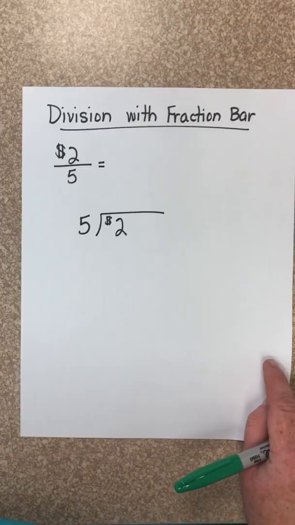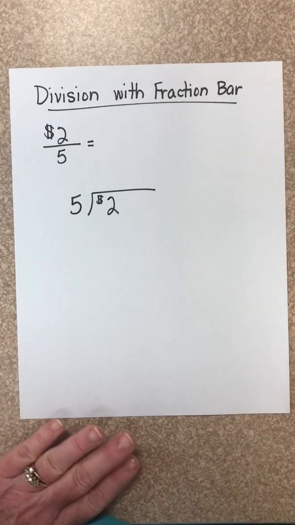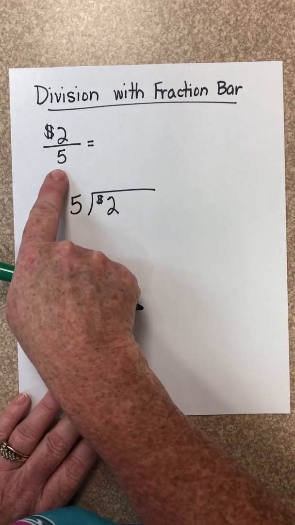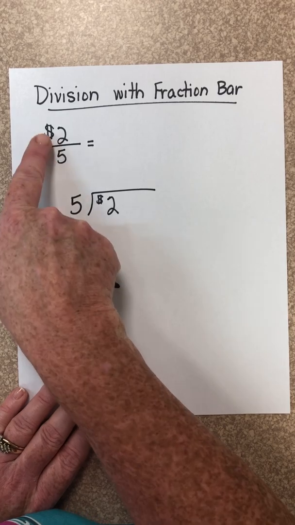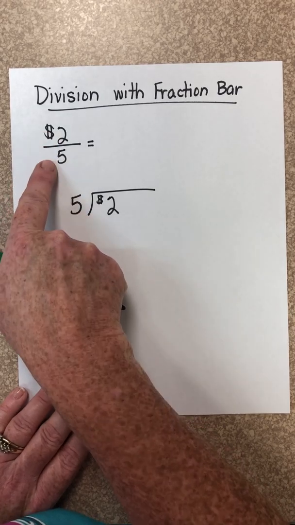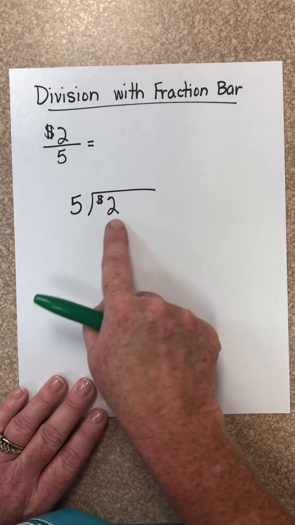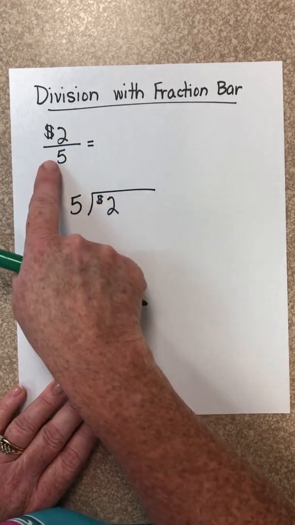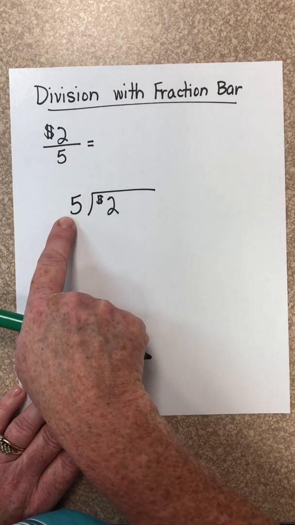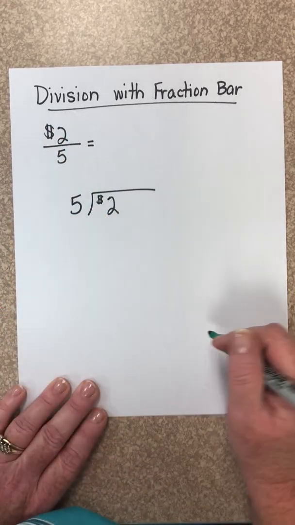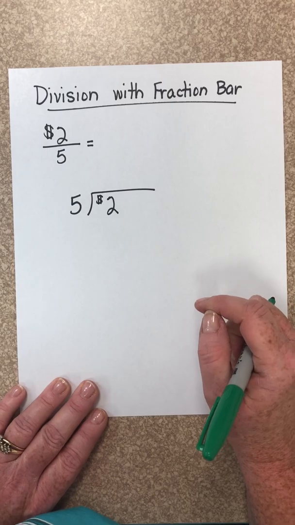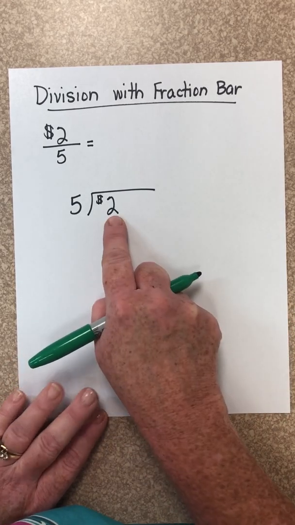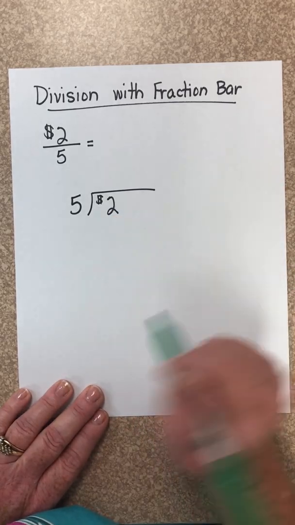Now let's look at another example. This is division with a fraction bar. We have $2 divided by 5. Well, let's review here a minute. $2 is the dividend, 5 is the divisor. So if I use the long division symbol, the $2 is the dividend, it goes inside. 5 is the divisor, it goes out. Notice neither one has a decimal point, but we're talking about money. 5 is a whole number. 2 in this case is a whole number. So let's see what we can do here.